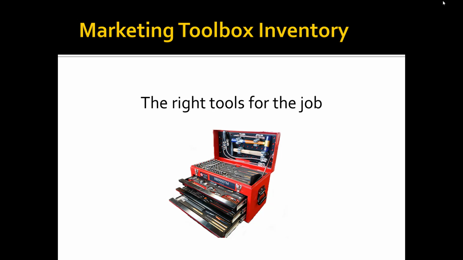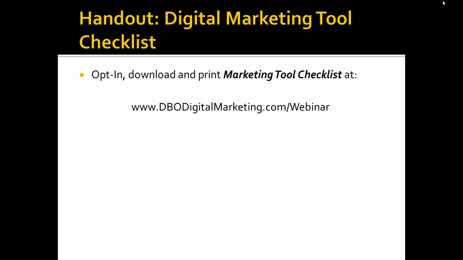So earlier I asked you to download a checklist for Marketing Toolbox inventory. Now, we don't really have time today to go through that in detail. So what I would ask you to do is bring that sheet up, go ahead and print it, and remember it's at dbodigitalmarketing.com. One of the tabs in the nav bar is for webinar. So click on that, opt in, you'll get the marketing tool checklist, and I guarantee it will bring up some things that you probably have not thought of.